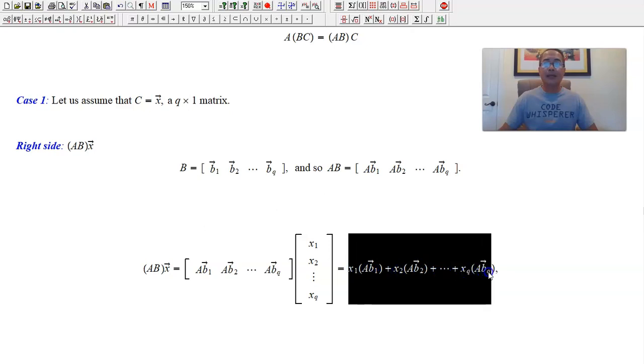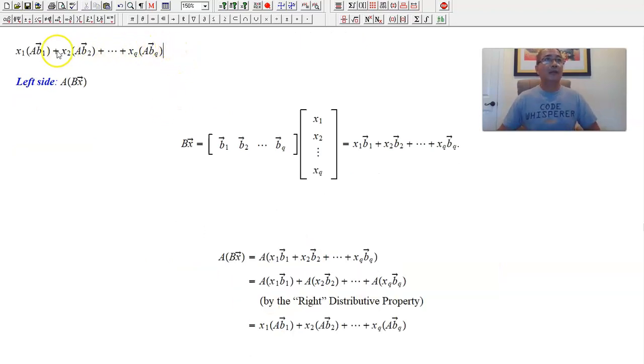So let me copy this, and then we will bring it over to the next screen. Okay, so here is what we ended up with in the previous screen. And now we will compute the left side of the equation. We have B times X first, then multiplied by A. So, again, B has been partitioned into columns. Now we multiply Bx, same definition: multiply column 1 by x1, column 2 by x2, and so on. Then add all of them together.